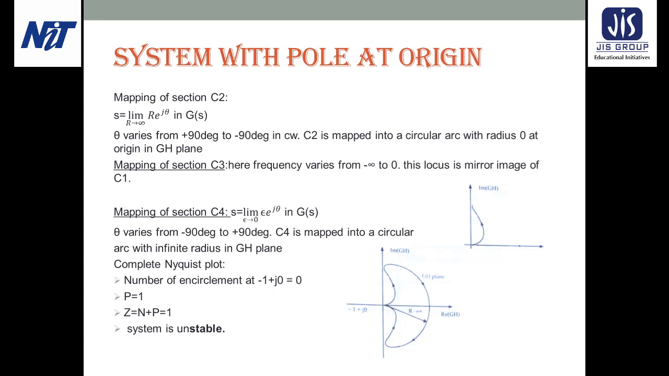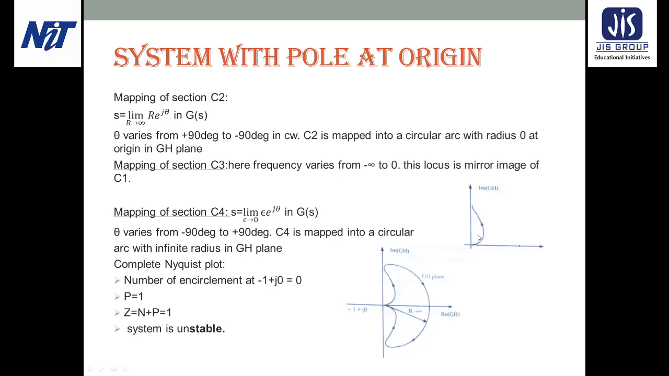Next is the mapping of section C3. When we are mapping section C3, omega is varying from minus infinity to 0 and the locus is the mirror image of section C1. So this is just the mirror image of section C1, but the arrowhead is opposite.